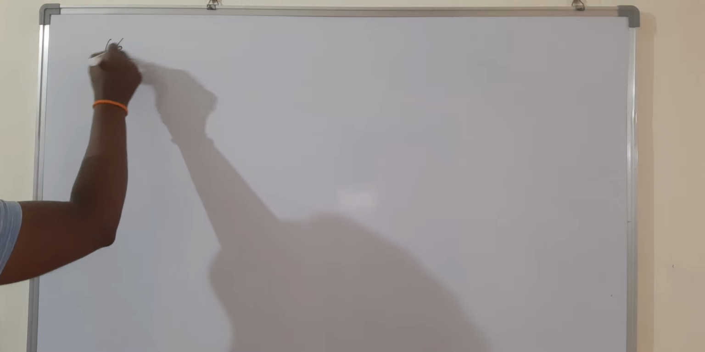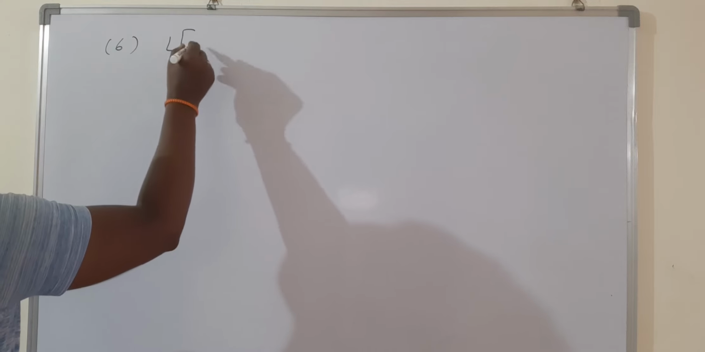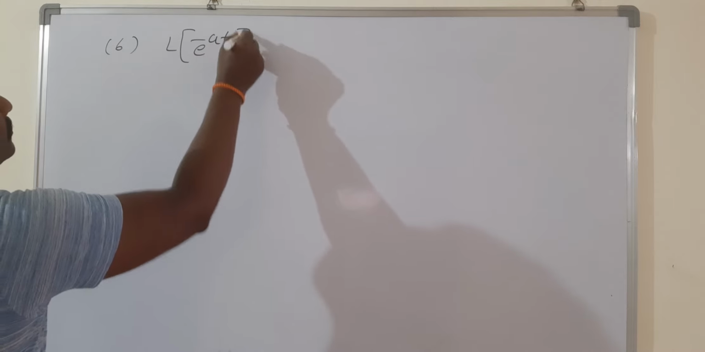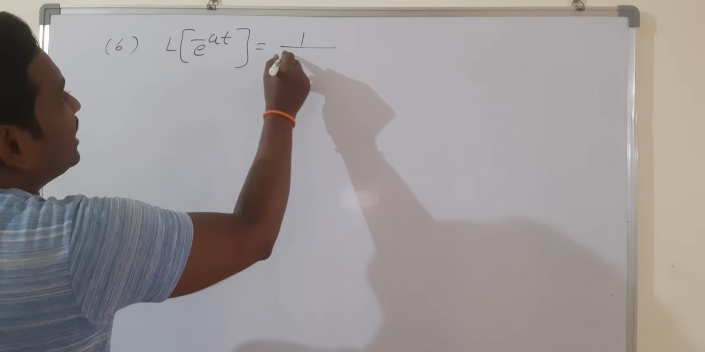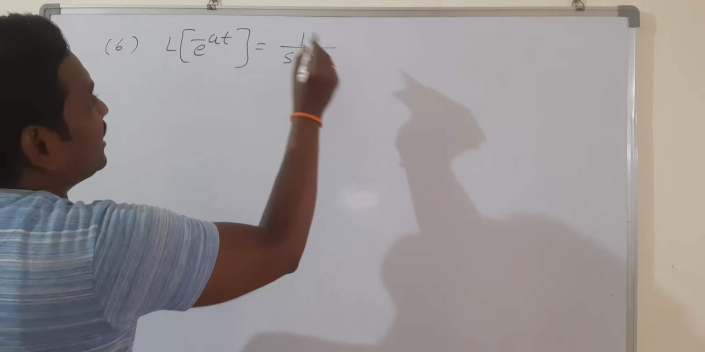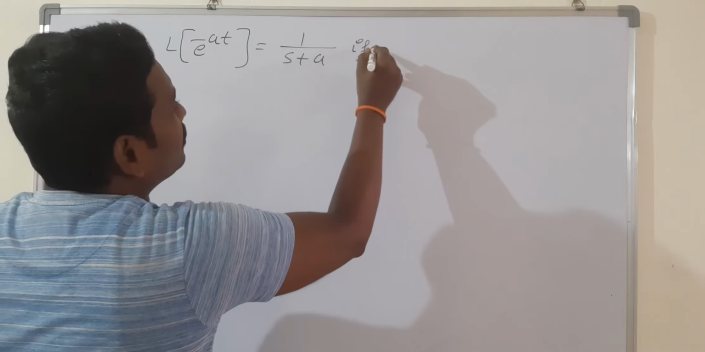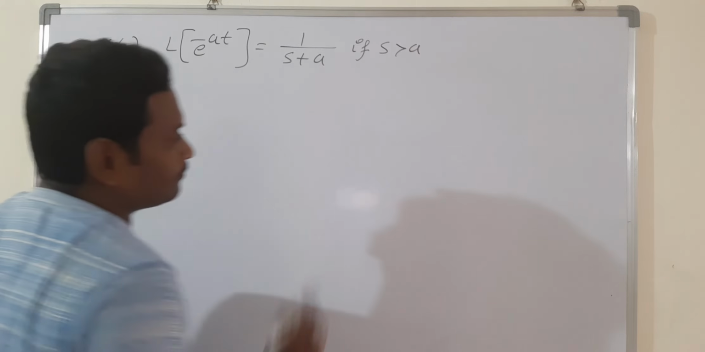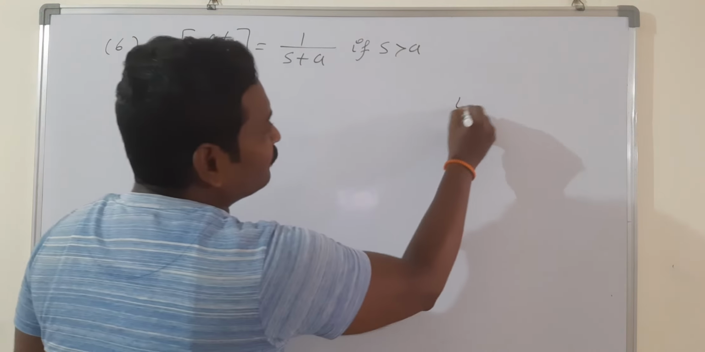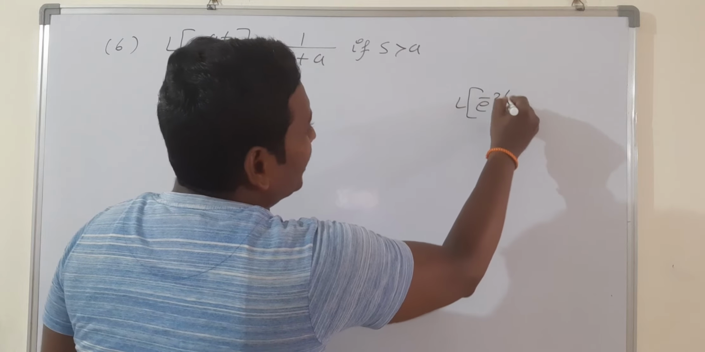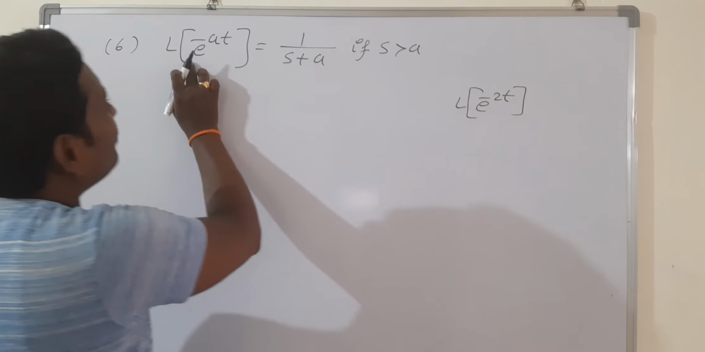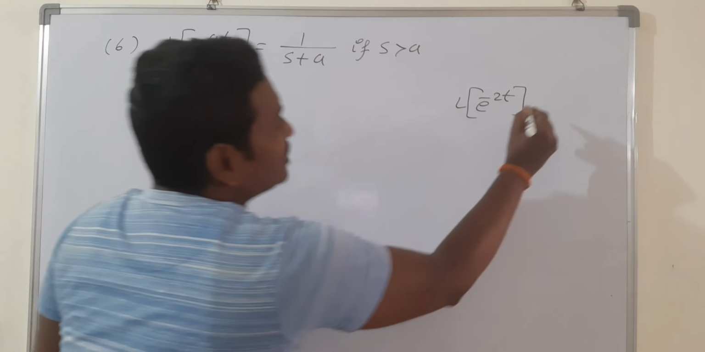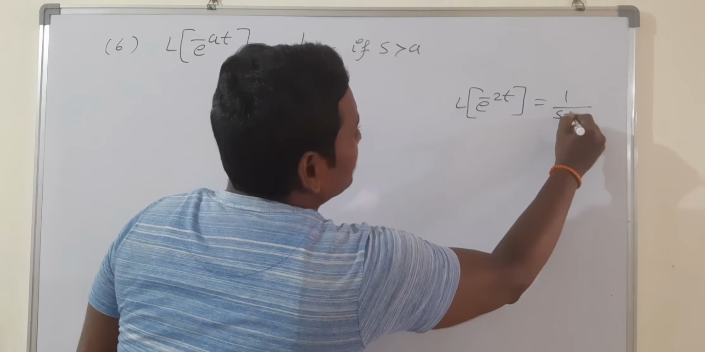The next one is L of e power minus at. The result of this one is 1 by s plus a. This is also valid only when s greater than a. For example, if we have to find L of e power minus 2t, then it is in the form of L of e power minus at. So that's why it becomes 1 by s plus 2.